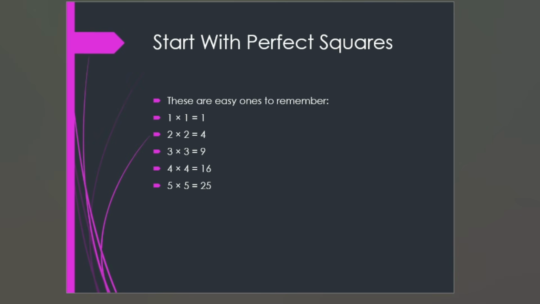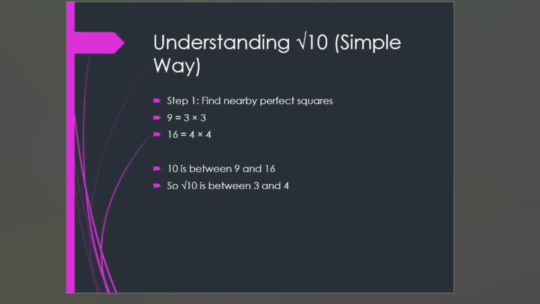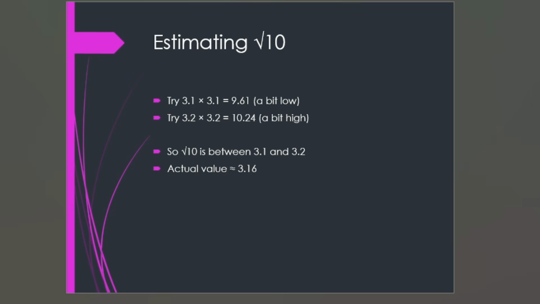Now let's try something not perfect. What about the square root of 10? Well, we'll have a look at that. We all know that 9 equals 3 times 3 and 16 equals 4 times 4. Therefore, 10 is between 9 and 16. Okay, so the square root of 10 must be between 3 and 4. We've narrowed it down without doing anything too complicated. That's how mathematicians think. Now, they start estimating.